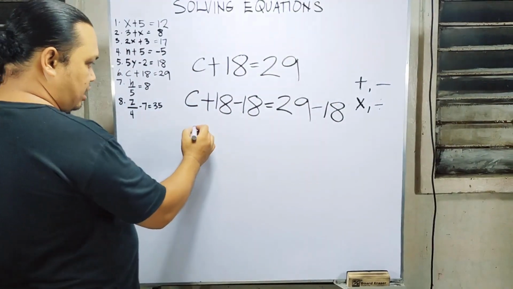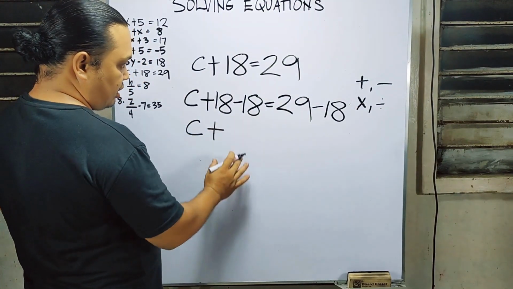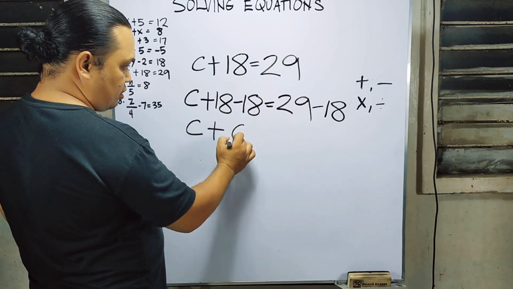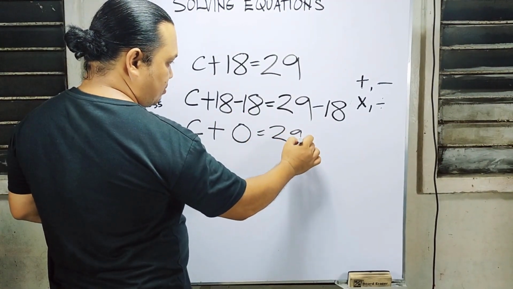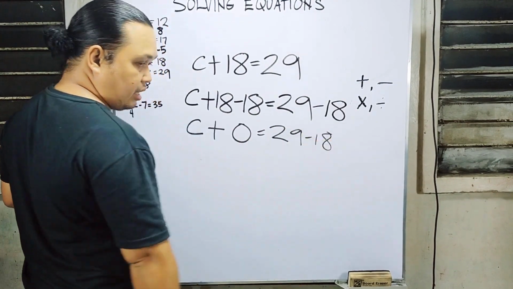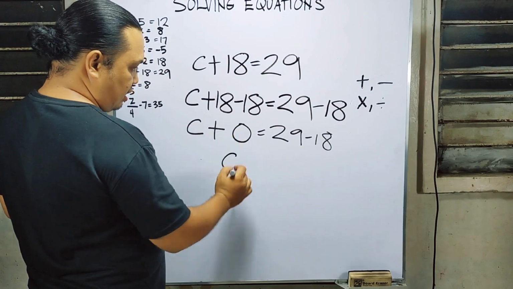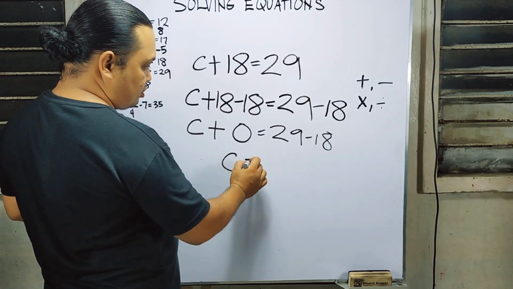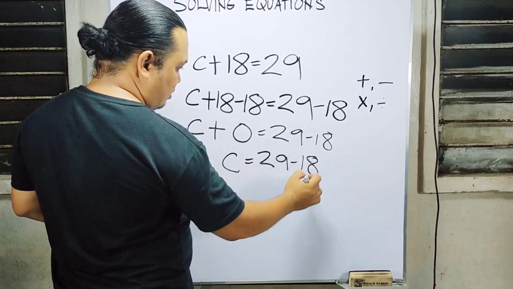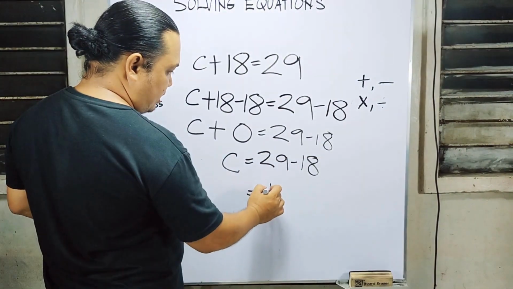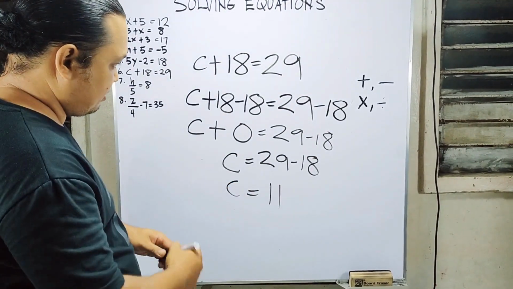Now copy, simplify further. Now c here plus 18 minus 18, that's 0. Okay, this is 0 now. Minus, 29 minus 18. Okay, now let's simplify further. c, and remove 0 here, is equal to 29 minus 18. And if you're going to subtract that, that will be 11. Okay, c here is equal to 11.